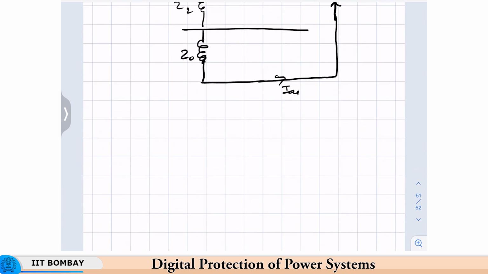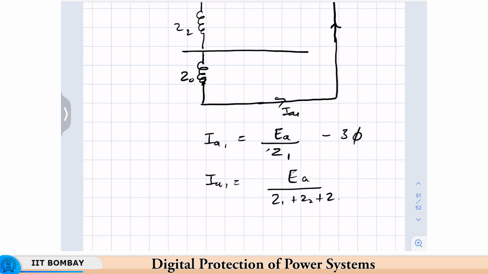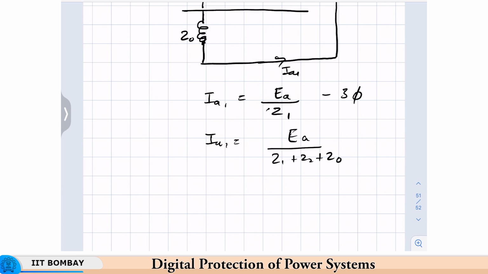So, the one important fact that we need to consider here is, for a 3-phase fault, what we have is I1 is equal to EA upon Z1. And for a single line to ground fault, what we have is IA1 is equal to EA upon Z1 plus Z2 plus Z0. The fault current actually is 3 times this, because remember fault current is actually IA, which is 3 times IA0 or IA1. So, the fault current in this case would be 3 times this.